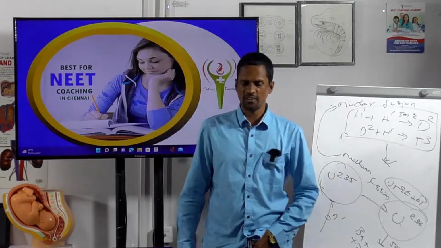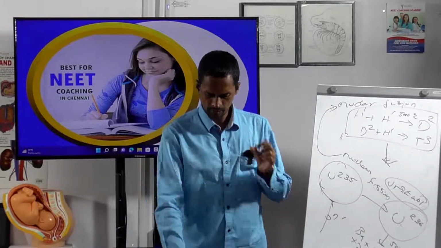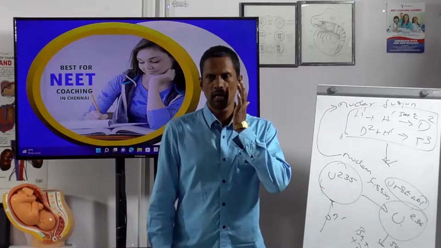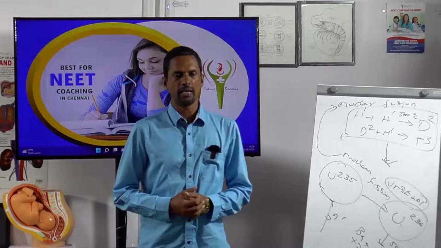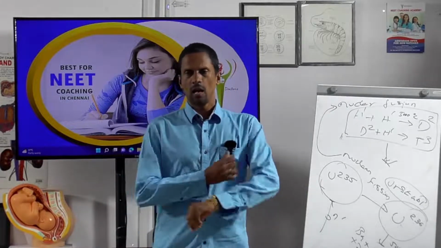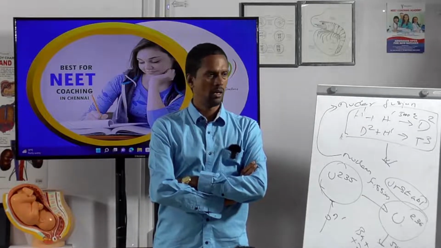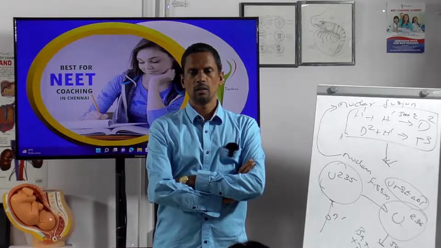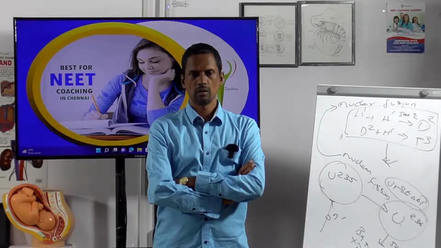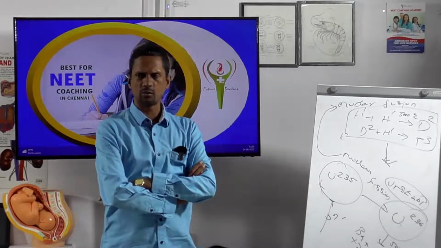Next is the law of radioactivity. The law of radioactivity tells what radioactivity is. If I keep any radioactive material, what is a radioactive material? One that emits radiation, emits rays. What is an example? Uranium, thorium, polonium. One is sufficient, just uranium you can take.